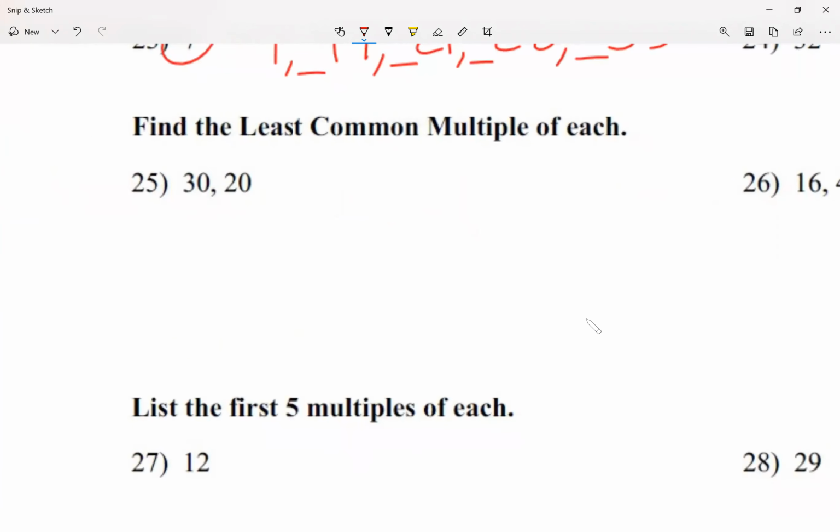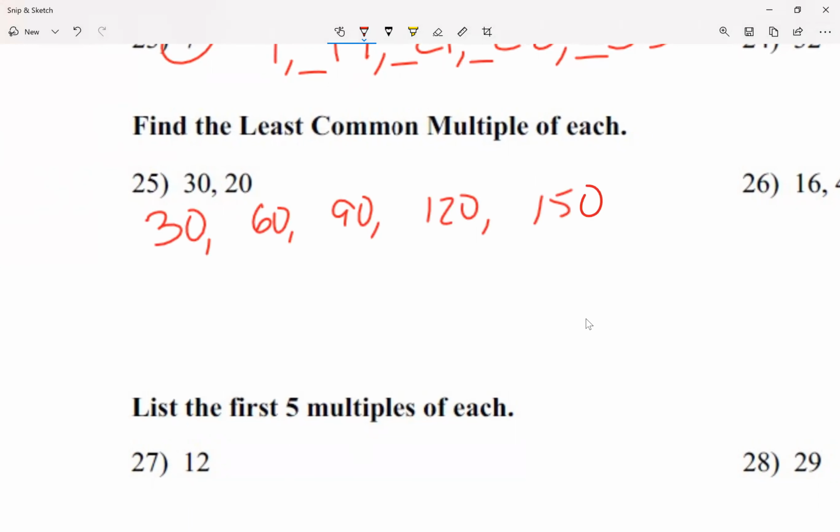Now we're going to find the least common multiple of each. One thing I'm going to do, so I have 2 numbers here. Let me find some multiples of 30. So let's see. Let me find the first 5. Probably 5 is enough. So let me find the first 5 of 30. I'm going to go 30, 60, 90, 120, 150. My list could go on, but I'm going to do 5.